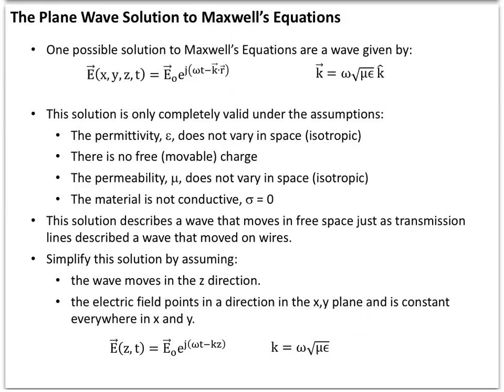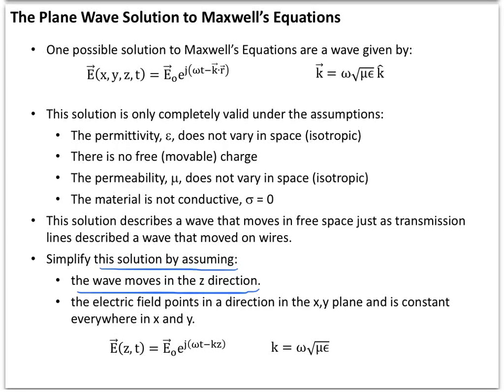Now, because vectors tend to confuse things, we can simplify the solution, essentially, by making an assumption that the wave moves in the z direction. And this is a perfectly good assumption because we're allowed to rotate our coordinate axes so our z-axis lines up with whatever direction we choose. This is a general property, the rotational symmetry of coordinate axes, that we're always allowed to do. And so this is perfectly good.